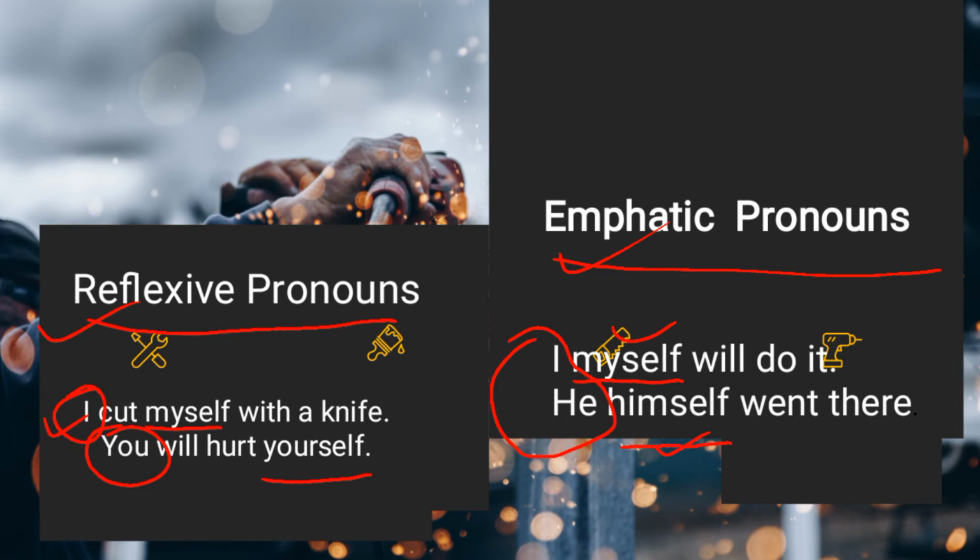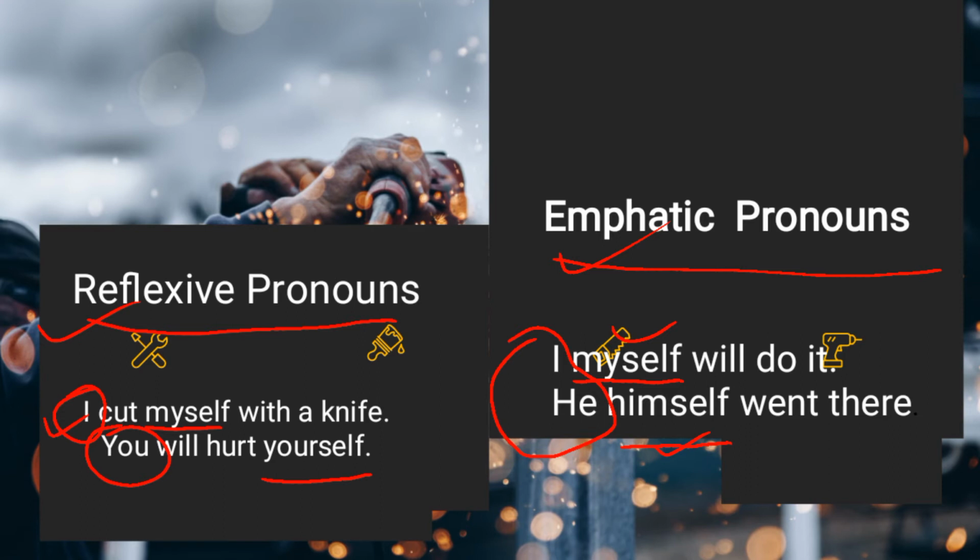So I think reflexive pronouns and emphatic pronouns are clear to you. See, the words are the same which we are using in reflexive or emphatic: myself, yourself, himself, themselves, ourselves, yourselves, like this. But if these words are acting as the object to the verb and referring to the subject, giving a reflection to the subject, then they will be reflexive pronouns.